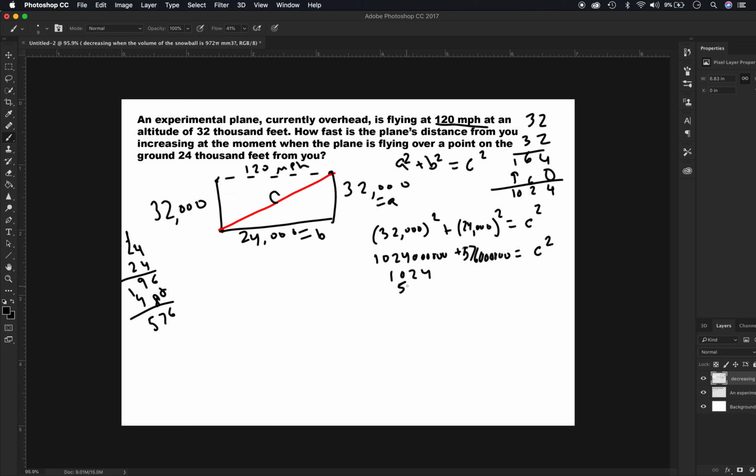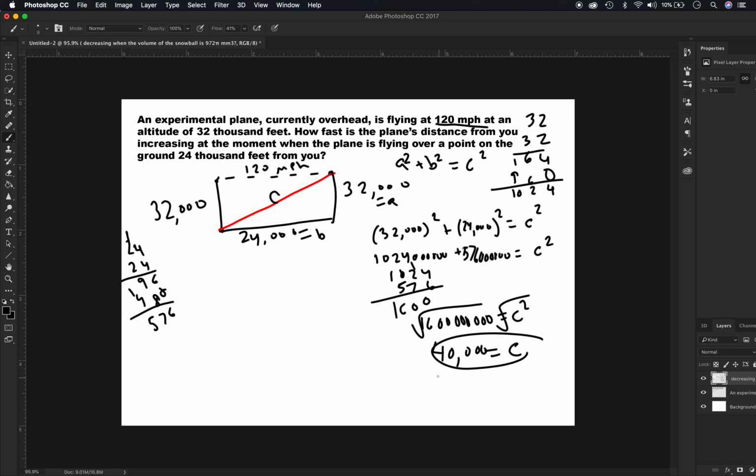So we're going to add these together. That's a lot of zeros. I don't think they matter. Do they matter? We'll find out. So right now we're just going to do 1024 plus 576, which is 1600, and then with 6 zeros equals c squared. Lovely. So that's going to be 4 with 4 zeros, and that's our C. Look at that. We've got something. So we have C now.